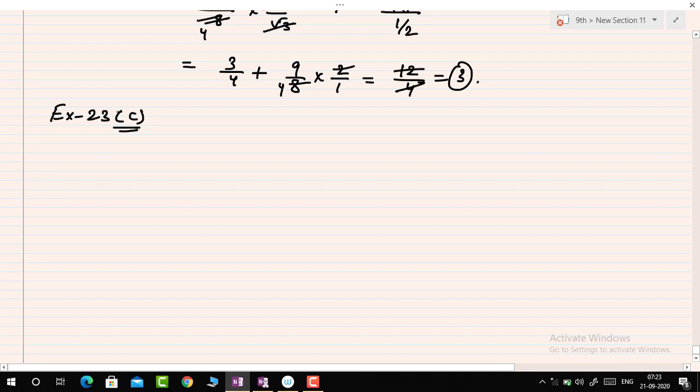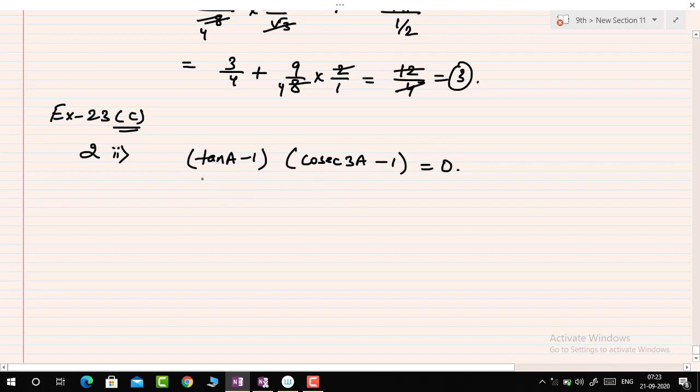So here I'll solve question number 2 subpart 2. In subpart 2 there is a question: (tan A minus 1) multiplied by (cosec 3A minus 1) is equal to 0. So we have to find the value of A.